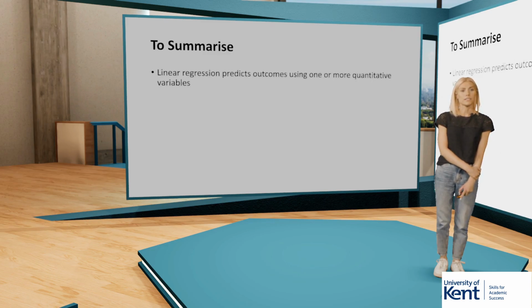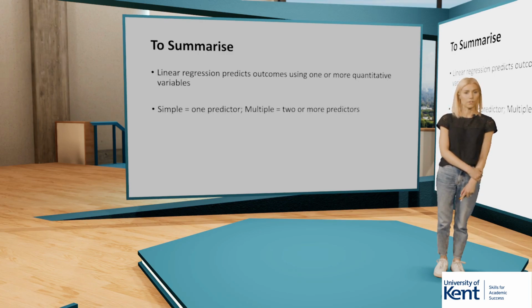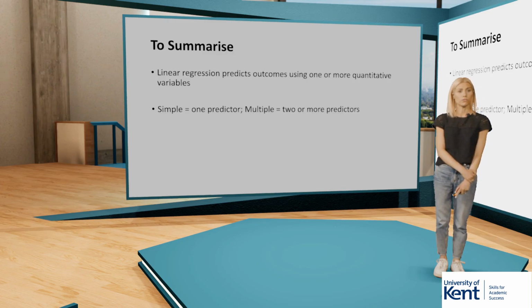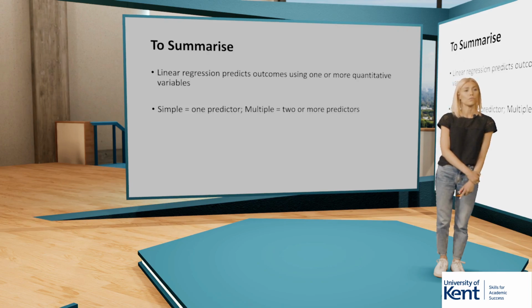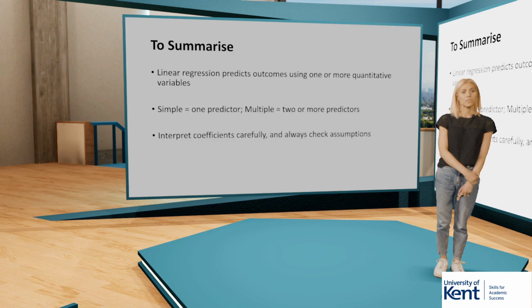To summarize, linear regression predicts outcomes using one or more quantitative variables. It helps us understand which factors influence an outcome. In this tutorial, we've looked at linear regression, which involves a single outcome variable. So simple linear regression involves one predictor, while multiple linear regression includes two or more predictors. It's simple to use, but important to interpret carefully, especially when deciding whether a predictor truly matters.